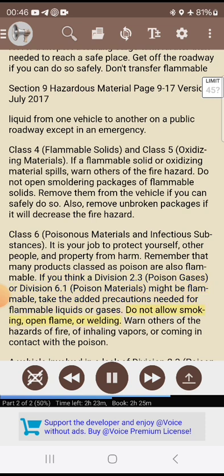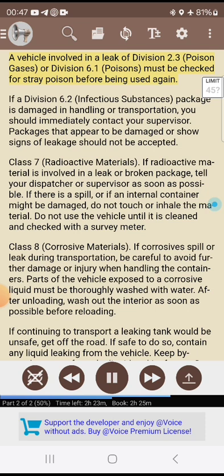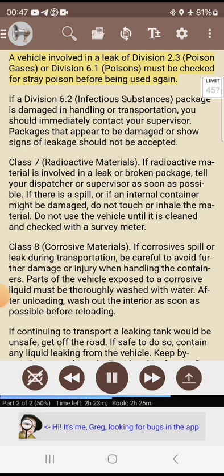Do not allow smoking, open flame, or welding. Warn others of the hazards of fire, of inhaling vapors, or coming in contact with the poison. A vehicle involved in a leak of Division 2.3 poison gases, or Division 6.1 poisons, must be checked for stray poison before being used again. If a Division 6.2 infectious substances package is damaged in handling or transportation, you should immediately contact your supervisor. Packages that appear to be damaged or show signs of leakage should not be accepted.